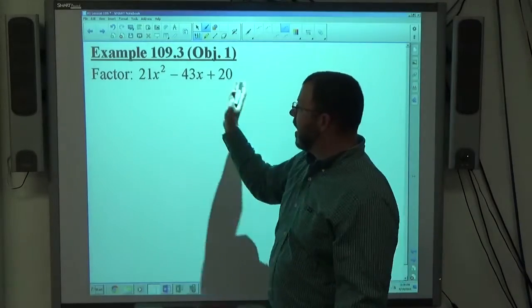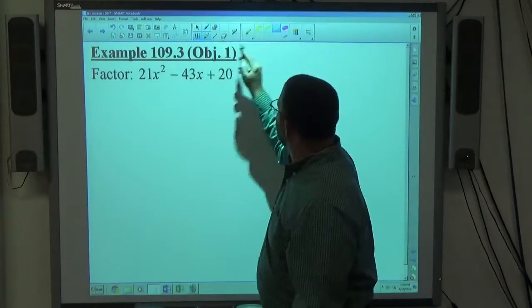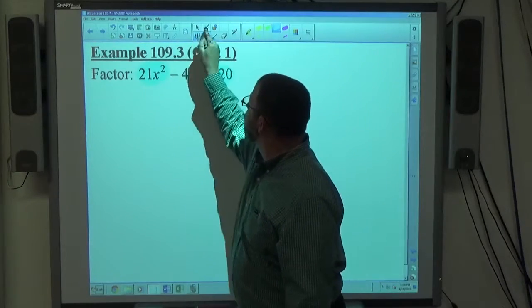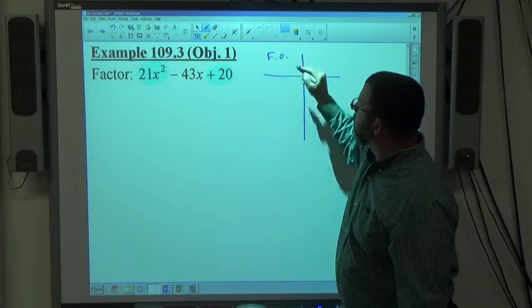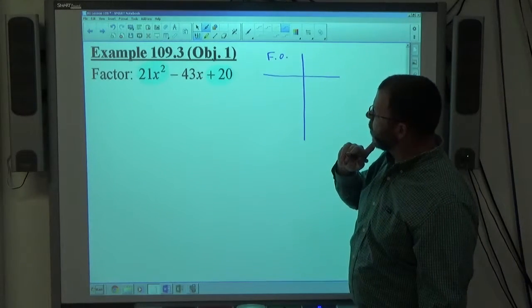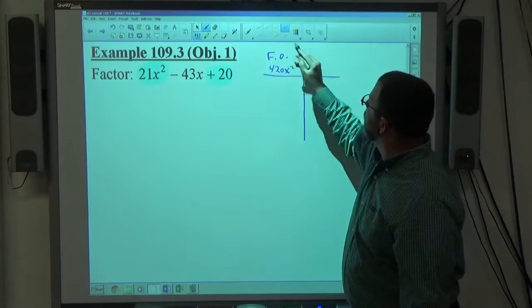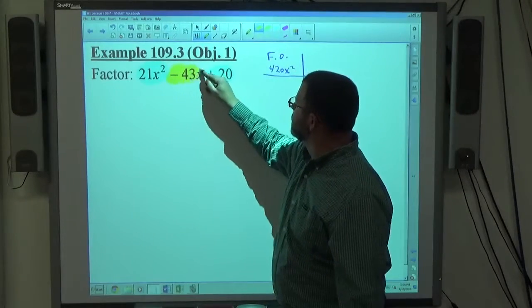So once you see that you can't factor anything out and the lead term has a number in front of it, I need to multiply 21x squared times 20. Both those are positive numbers, so my factors this time are going to multiply to a positive 420x squared. And I want the sum of those factors to be negative 43x.